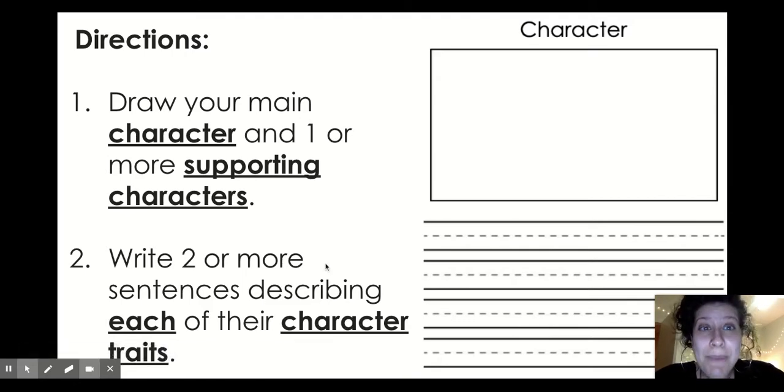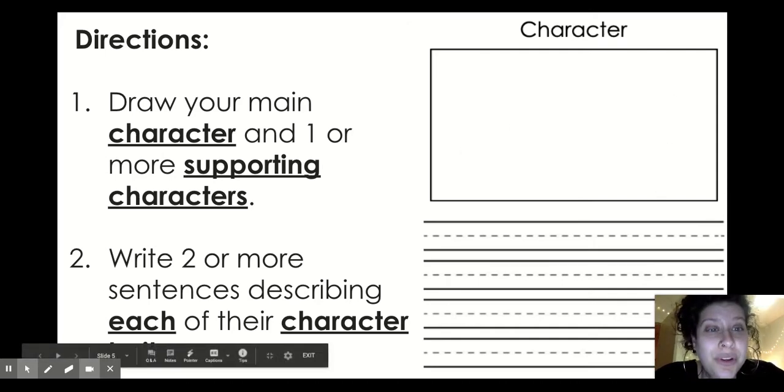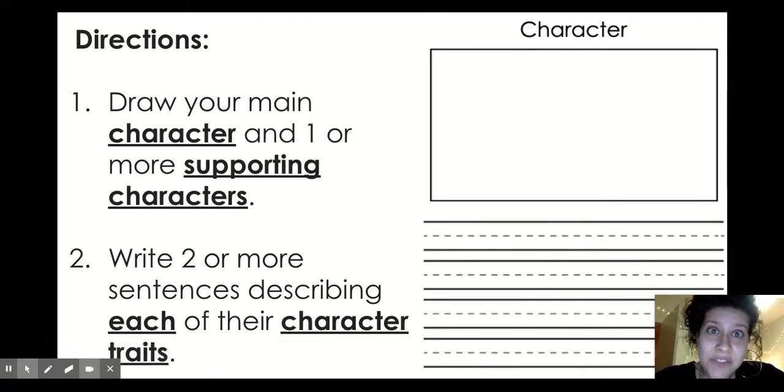Friends, if you're using the packet, that's great. There's a page for you that says character. You can draw your characters here and you can write about your characters here. If you're not using your packet, that's fine. You can use your writing journal and you can watch how Miss Allie uses her writing journal.